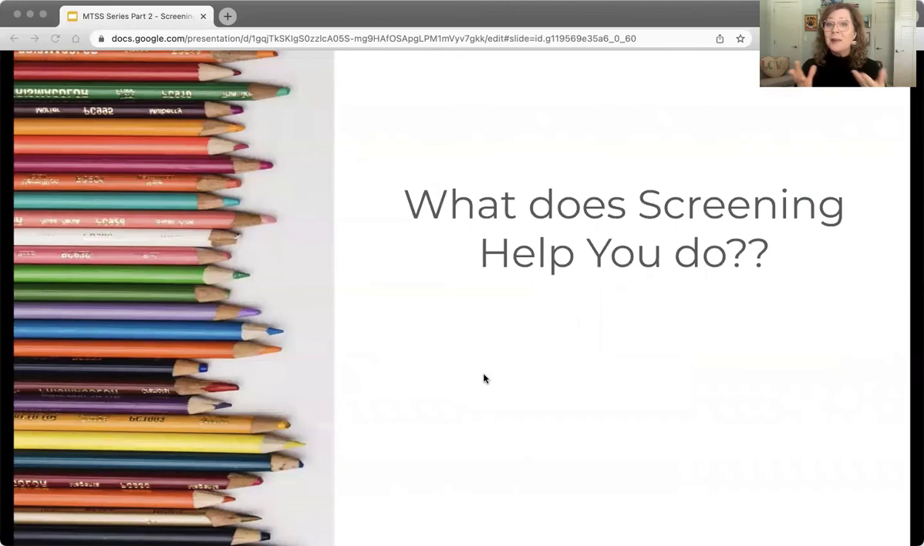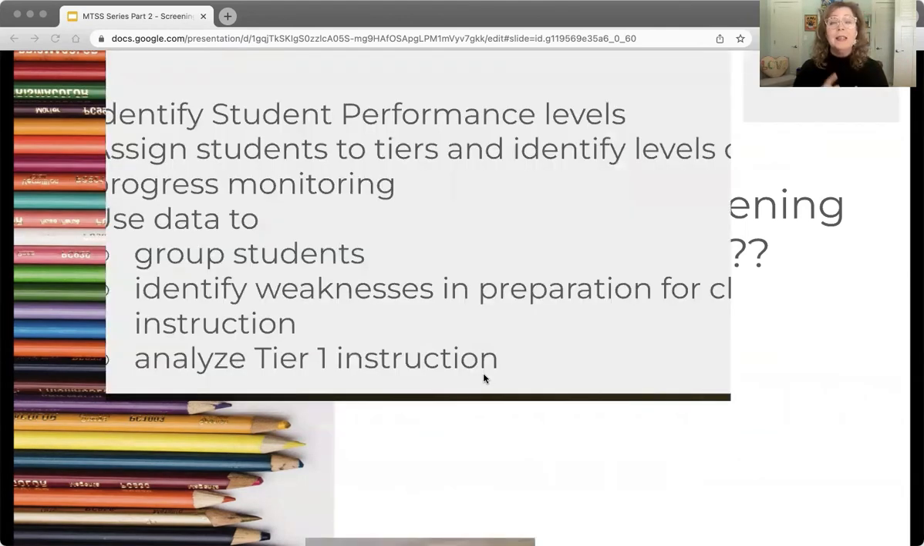So let's recap. What exactly does screening help you do? To sum it up, screening provides data to get your MTSS processes off to a solid start. Screening helps you identify student performance levels, assign students to tier support, and identify levels for progress monitoring. So you're going to use data to group students, identify weaknesses to prepare classroom instruction, and for the big picture, analyze tier one instruction.